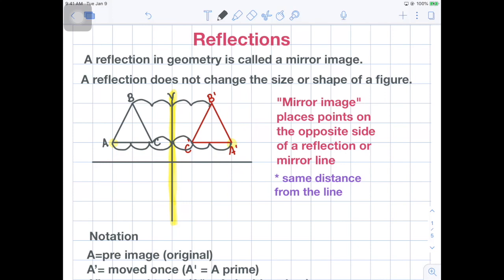If we were able to pick this paper up and fold it in half right along the y-axis, these would be exact mirror images of each other. The points would line up on the opposite side of each other. And one thing to remember is they're the same distance from the line.